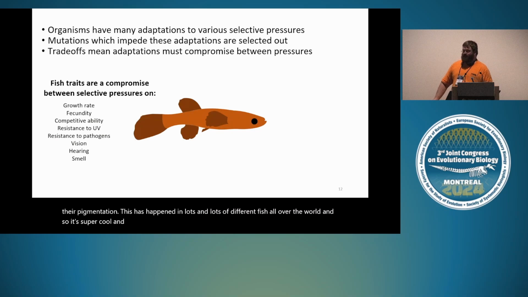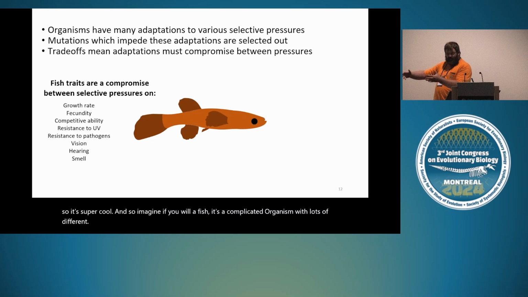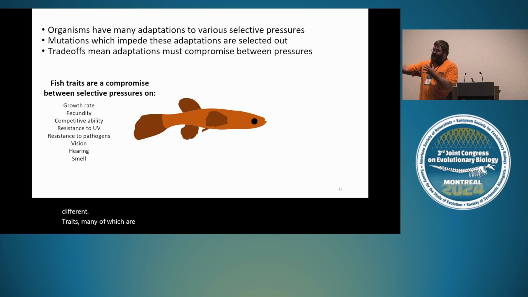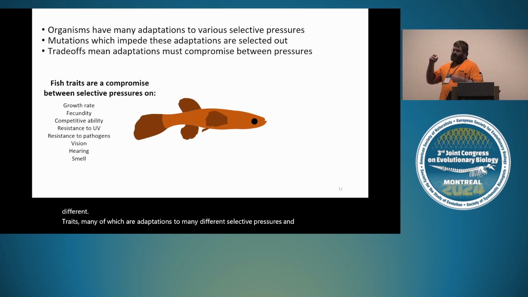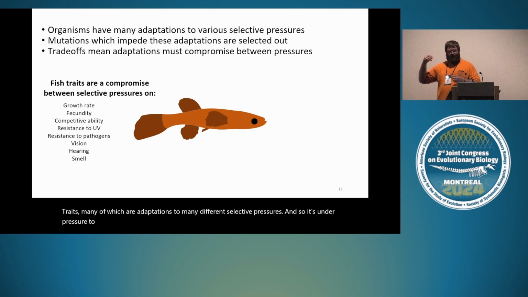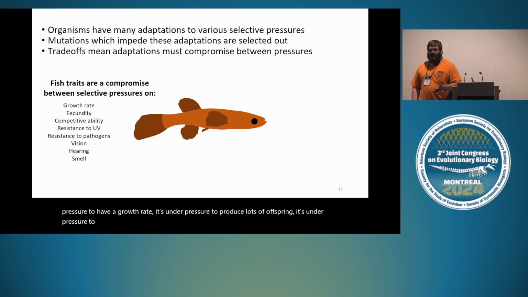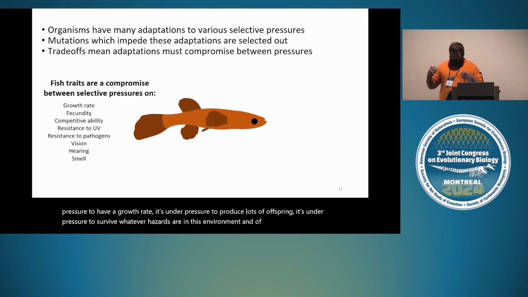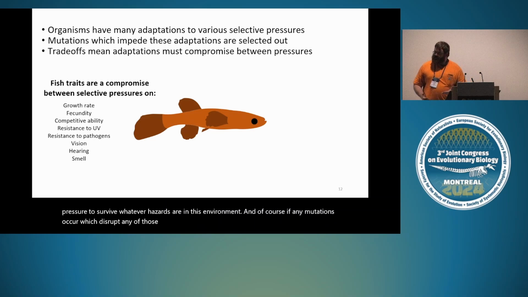And so imagine, if you will, a fish. It's a complicated organism with lots of different traits, many of which are adaptations to many different selective pressures. And so, it's under pressure to have a growth rate, it's under pressure to produce lots of offspring, it's under pressure to survive whatever hazards are in its environment. And of course, if any mutations occur which disrupt any of those adaptations, they're going to tend to be selected out.